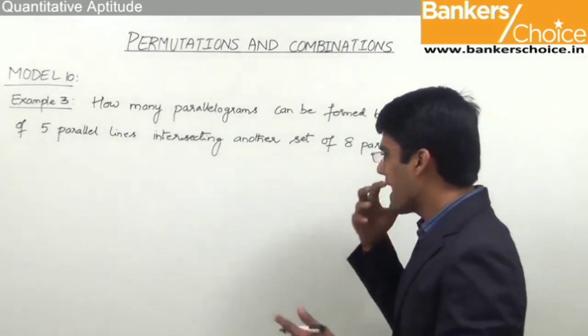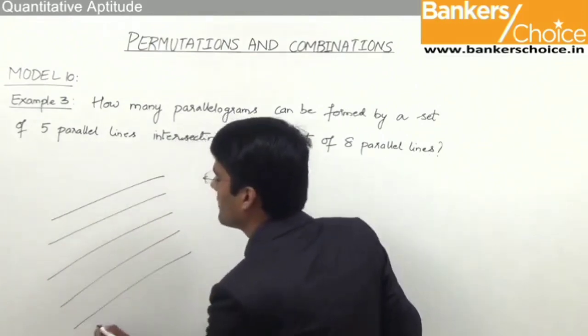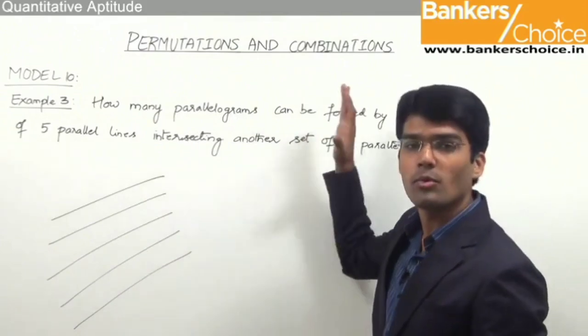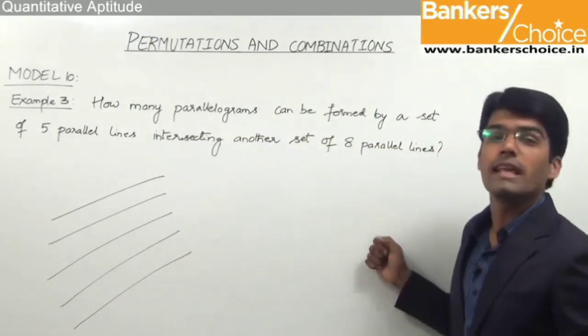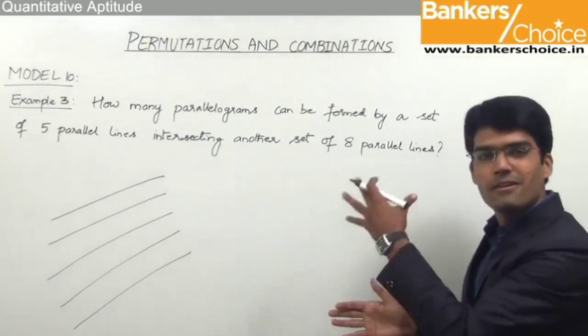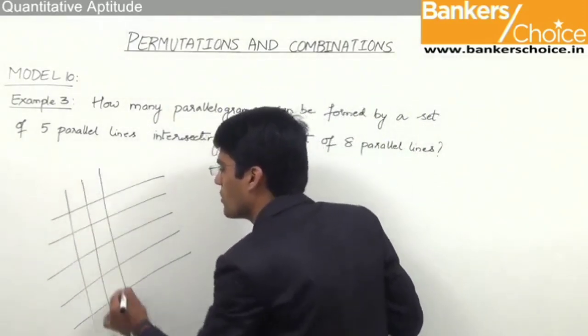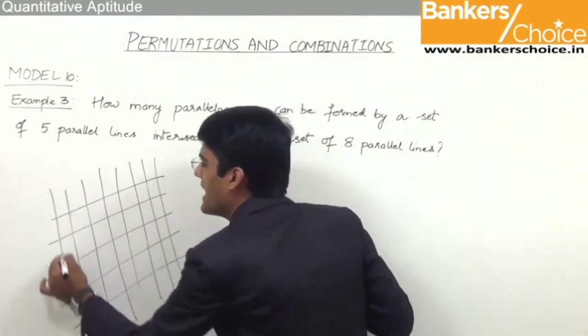So if you try to understand, there are 5 parallel lines. Let's say the 5 parallel lines are as shown, right? They are extending up to infinity. These are not line segments but lines. So they go up to infinity. These 5 parallel lines here are intersecting another set of 8 parallel lines. So they are intersecting a set of 8 parallel lines. Let's assume the remaining 8 parallel lines are as shown. 1, 2, 3, 4, 5, 6, 7 and 8.